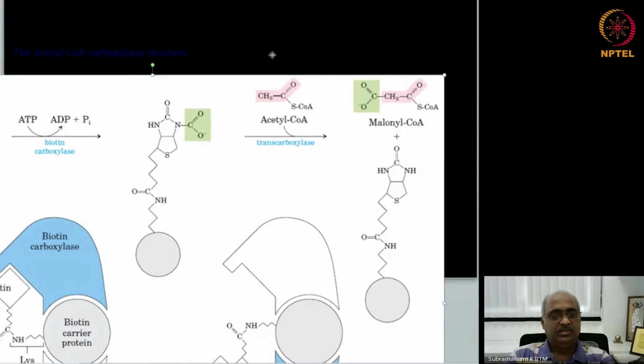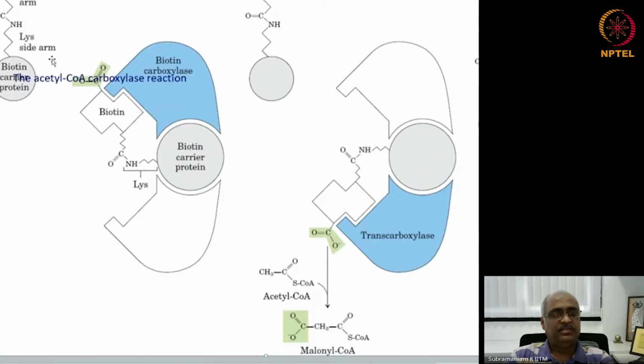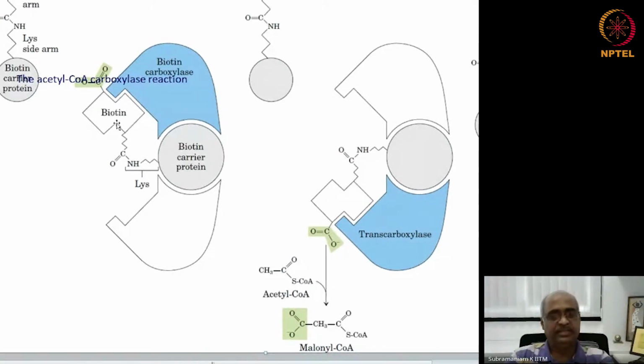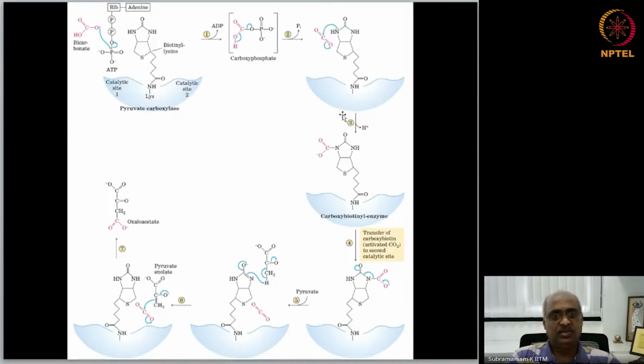So this is a cartoon representation of the active site there. So this is one active site, the carboxylase site, and then it swings. So that's the advantage of this tether to the other active site, where it is transferred to the acetyl group, generating the malonyl-CoA. Okay, so this is the reaction of acetyl-CoA carboxylase.